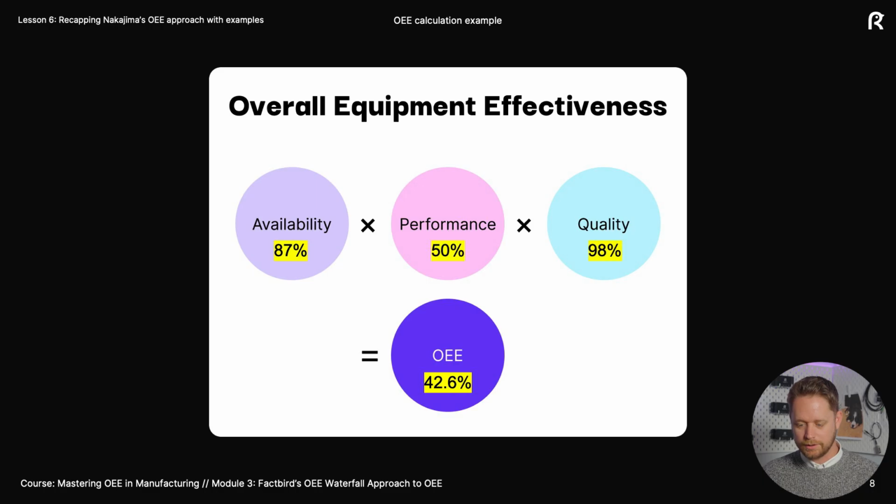Now it's time for us to bring the availability, performance, and quality rates together to calculate our OEE. Our earlier calculations gave us the following scores. Availability rate equals 87%. Performance efficiency equals 50%. And finally, quality rate equals 98%. Multiplying these together tells us that our overall equipment effectiveness was 42.6%. And that's it. We now have OEE according to Nakajima.